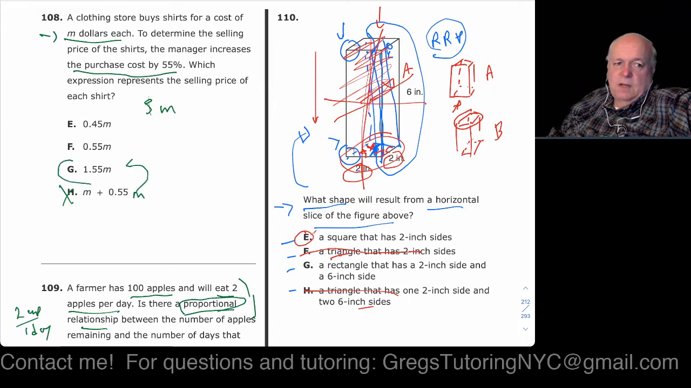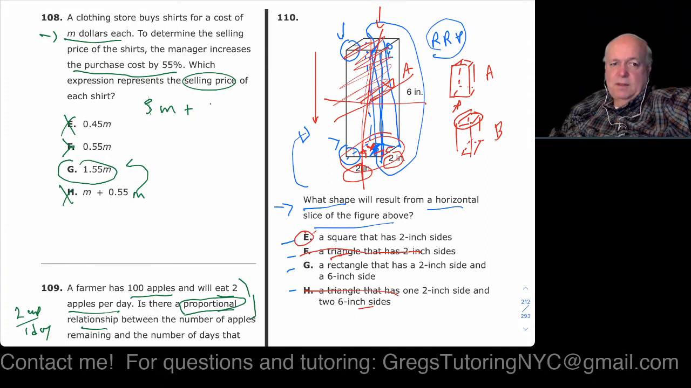So F is the increase. But they asked for the selling price. They didn't ask for the increase. So that's out. And E is just 1 minus F, and again, they didn't ask for that either. So E and F are both out for that reason. So be careful with these. It's M plus, right?